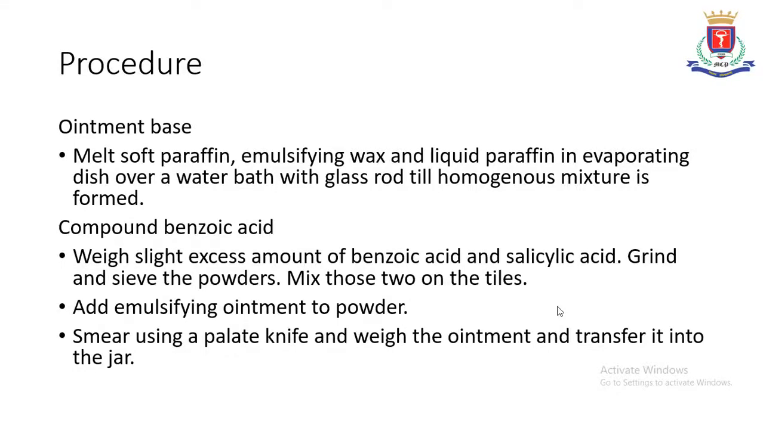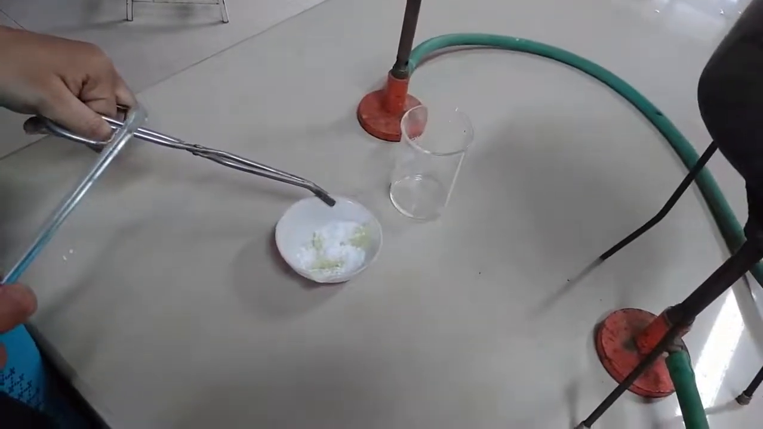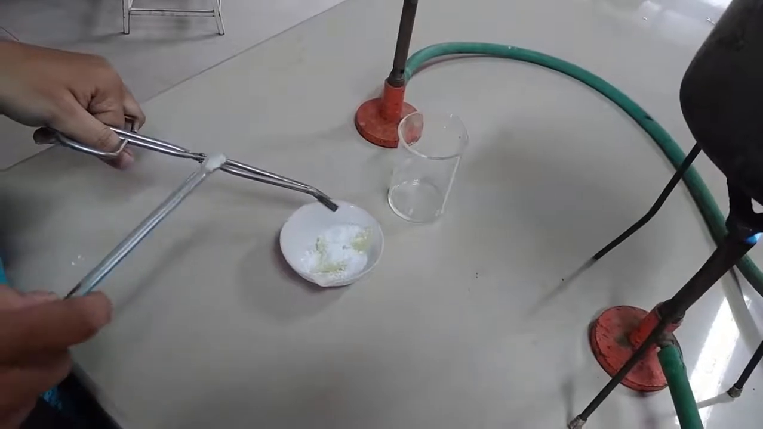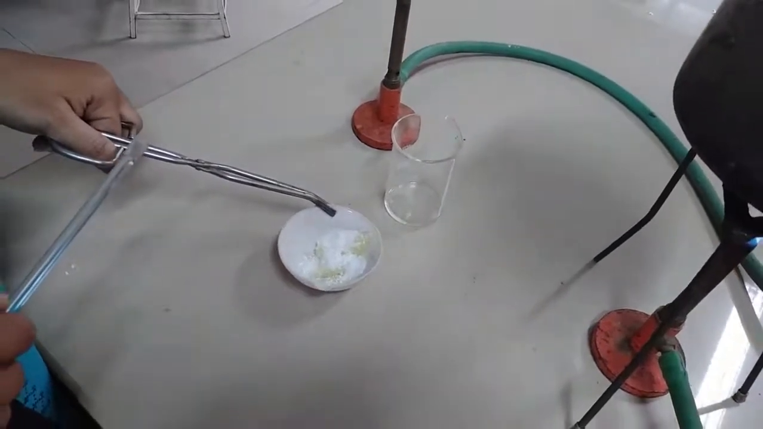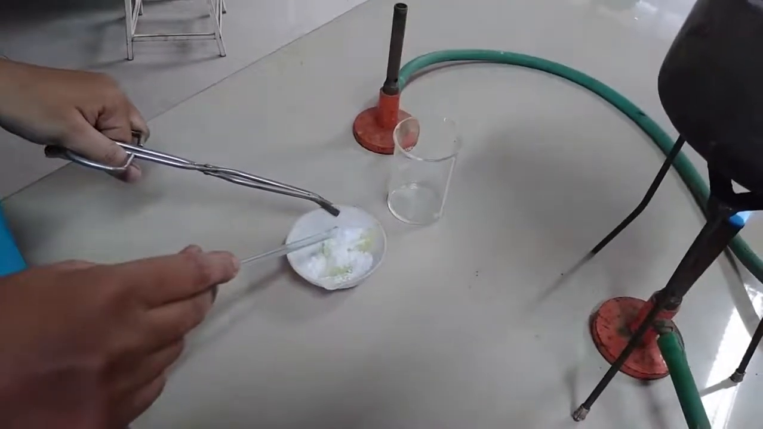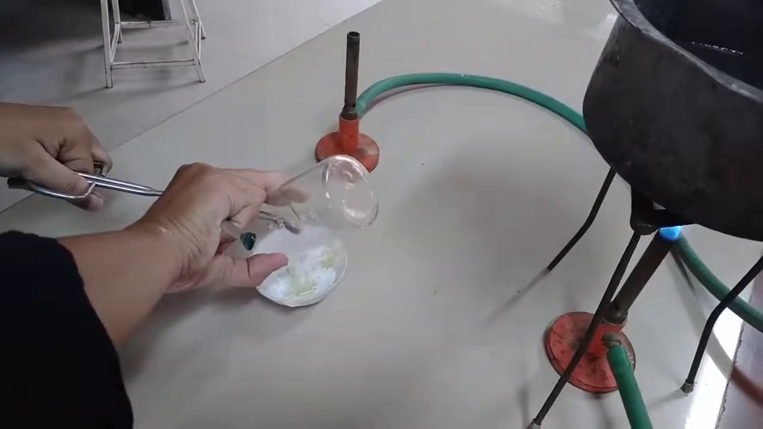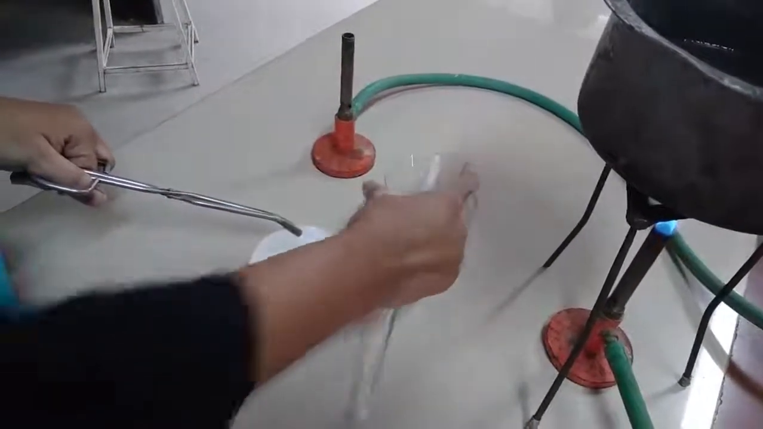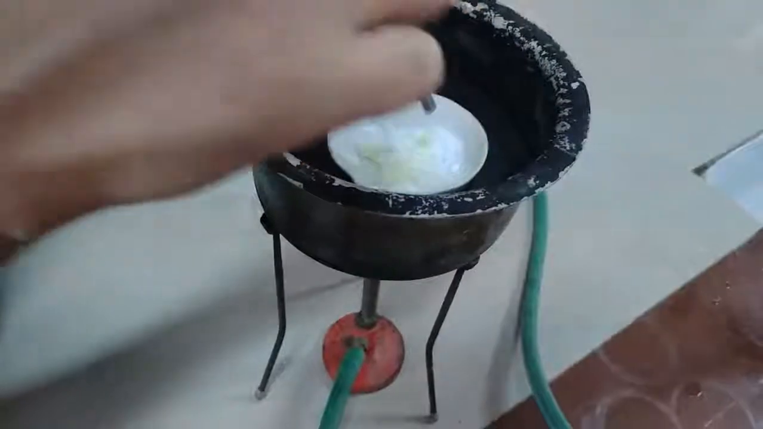Now we will see the procedural video for preparation of compound benzoic acid ointment. So now we will see the procedure for preparation of salicylic acid and benzoic acid ointment. Before we prepare the ointment, we will be preparing the emulsifying base. This emulsifying base consists of emulsifying wax, white soft paraffin and liquid paraffin. We have already weighed the white soft paraffin and emulsifying wax, and now we will be adding liquid paraffin into it. We will be preparing 10 gram of emulsifying base, and we will heat it on a water bath until a clear homogeneous solution is formed.